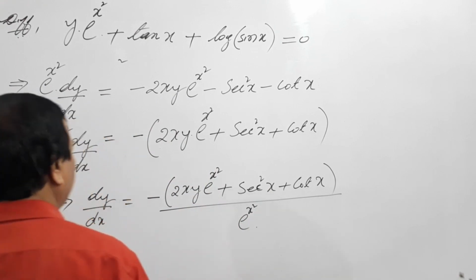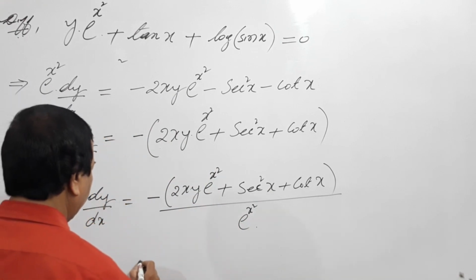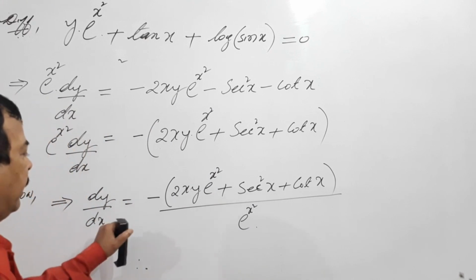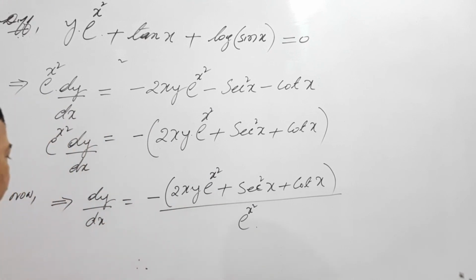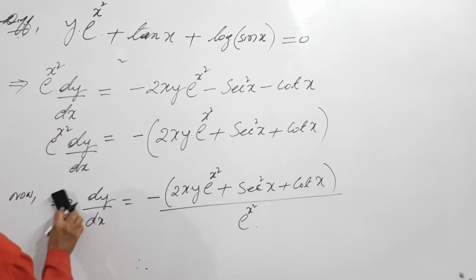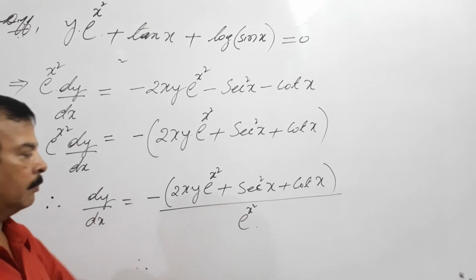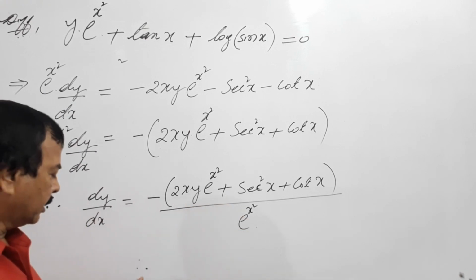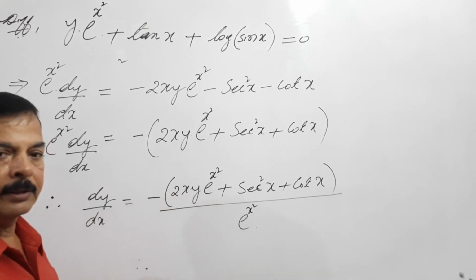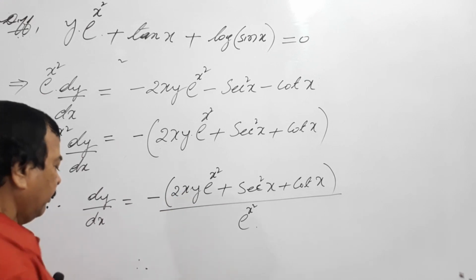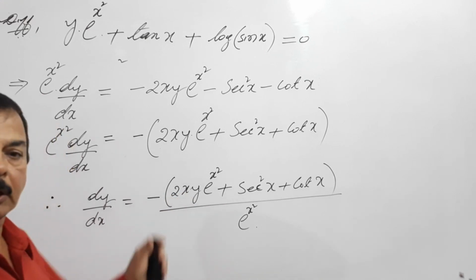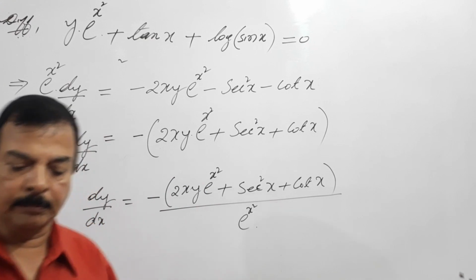Therefore, dy by dx equals to this. So in order to save time, I'll change this. Therefore, dy by dx equals to this answer. But you are not supposed to do that. Next time, you write this and repeat this. So we'll go for the next problem.